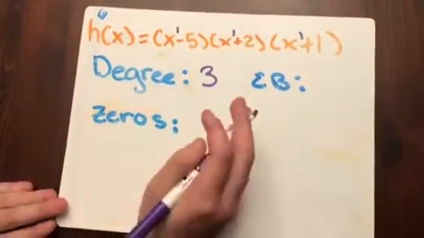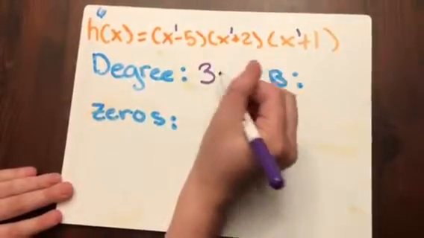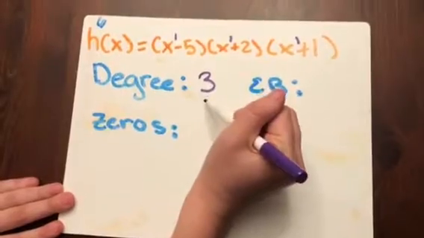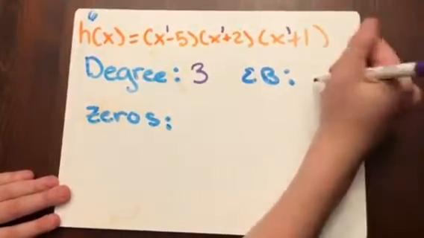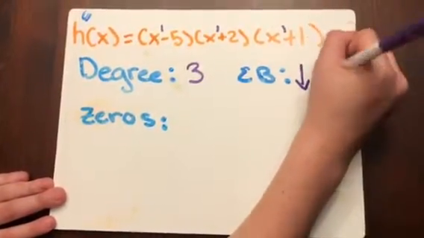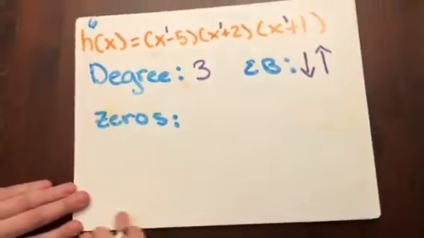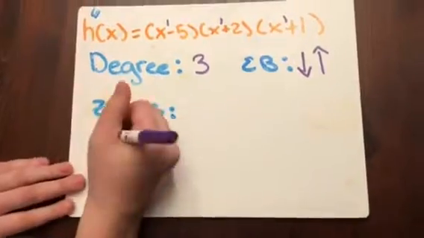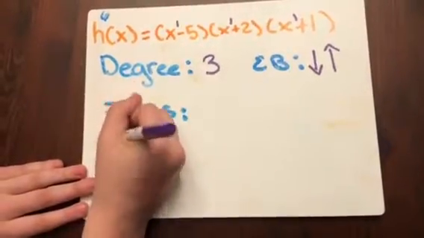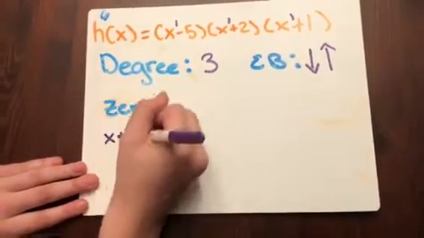The end behavior for an odd, I know it's odd because 3 is an odd number. An odd positive would be down, up in arrow notation. For zeros or finding the roots, we just take all of these and set them equal to 0. Sorry, that's a negative sign.